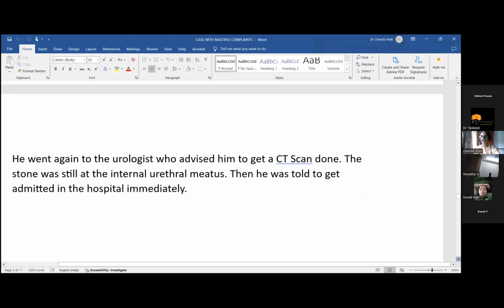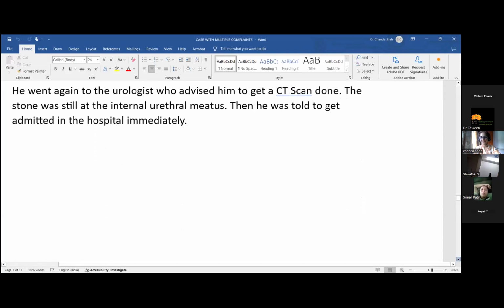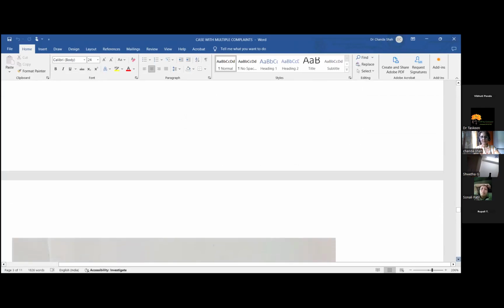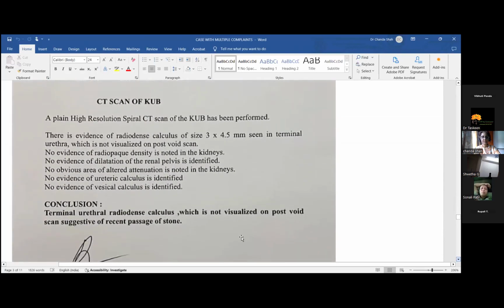So then what happened? Luckily, in that CT scan room, he went to the toilet to pass urine because his bladder was full, and suddenly the stone came out. So then he came out of the CT scan room and told the doctor, I think my stone has come out. So immediately they again did the CT scan. So that is the report now. So here is the conclusion. Terminal urethral calculus, which is not visualized on post-void scan, suggestive of recent passage of stone. So the stone came out finally after some 17 days of medicine.